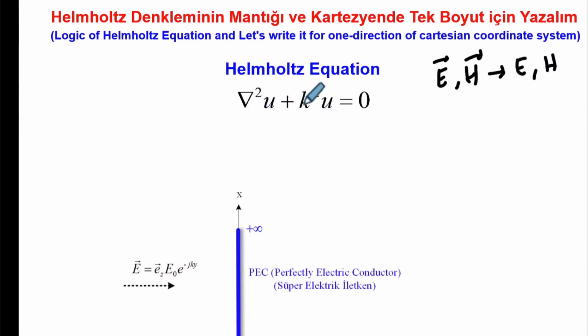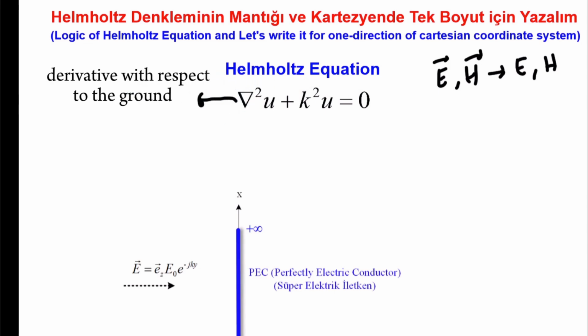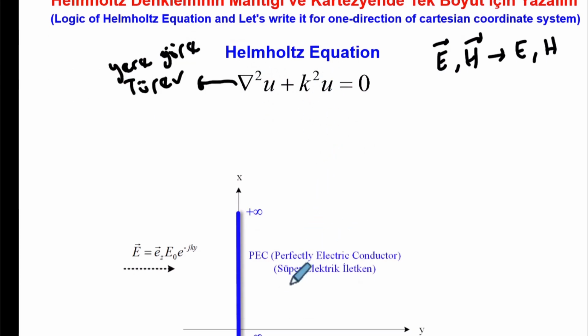Now, after presenting this in this way, friends, why is this equation expanded? As you know, the nabla operator here also means derivative. Let's write it down here if you want. Derivative in directions with respect to the ground. It's not related to time, friends. Derivative with respect to the ground, and it expands in the second degree, that is, in the way we call Laplacian. Now let's get to the logic of how this is expanded. The logic of our expansion is as follows.